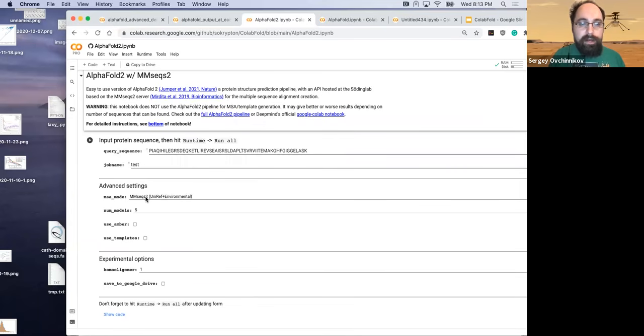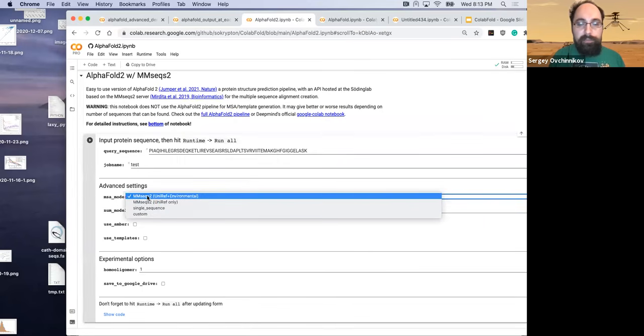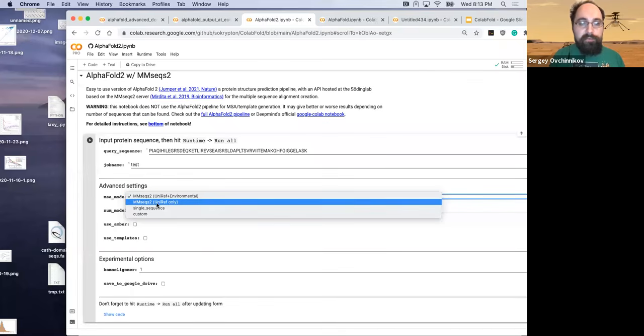Then you can say which database you want to search against. In this case, we have MMseqs that searches against UniRef plus the environmental database, but we also provide the option of saying, well, let's just search against UniRef. That could be useful if you say, hey, I only want things that have been well annotated and curated. But one warning here is that you might not actually find enough sequences.